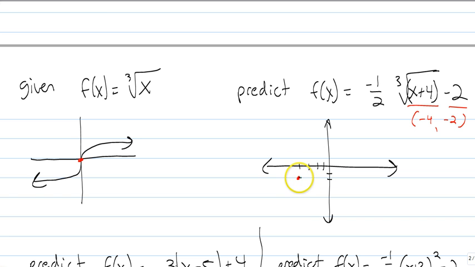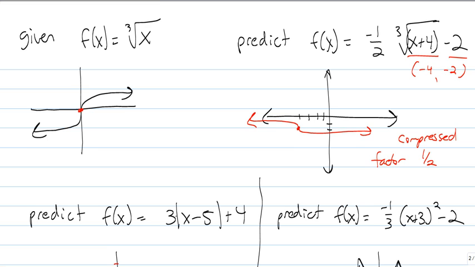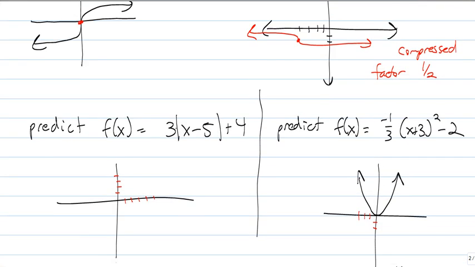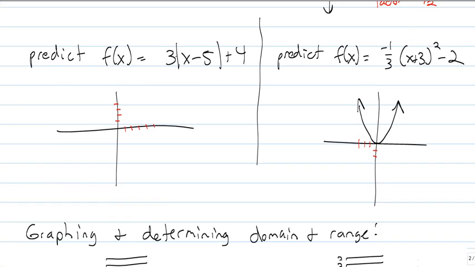So what this looks like is something like that. It smushed it down more. So this is compressed. You can just say factor of 1/2, even though technically that works fine, yeah. So we'll say it's compressed by a factor of 1/2. Alright, so let's predict some more.